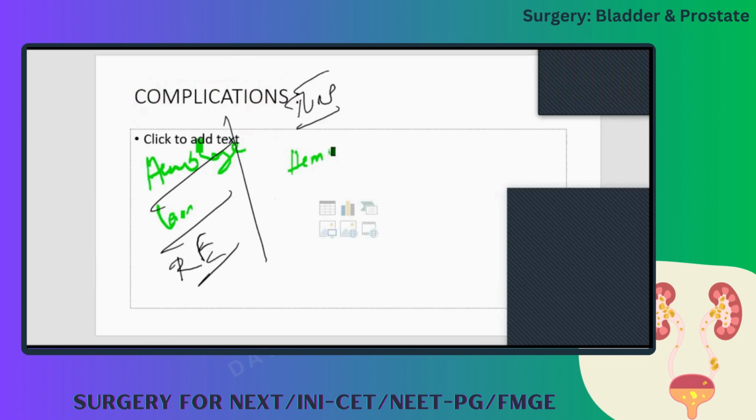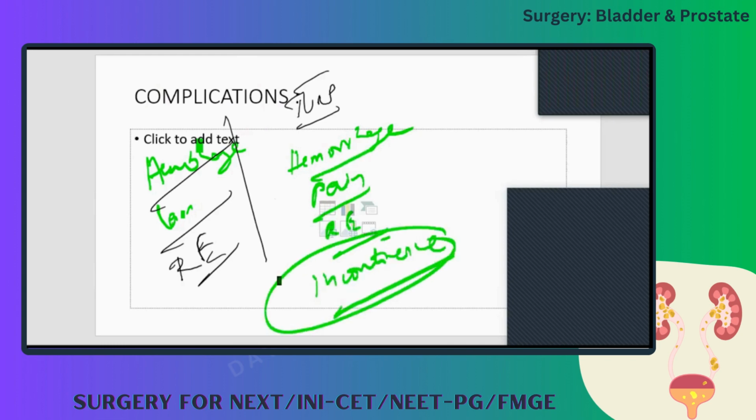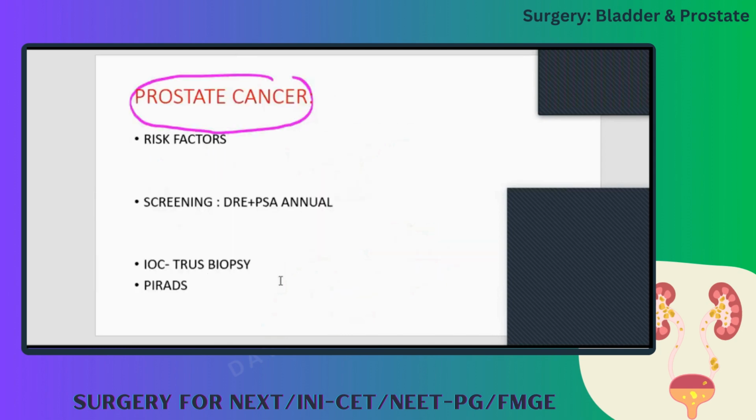Sorry, I was writing. Yeah. Hemorrhage, pain, and retrograde ejaculation. And also incontinence. Incontinence also may be seen. Why incontinence? Because of the bladder sphincter. Yeah, if you damage the sphincters.